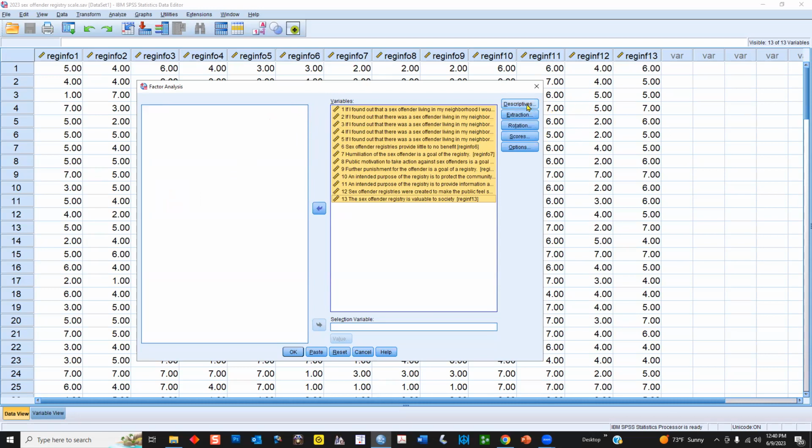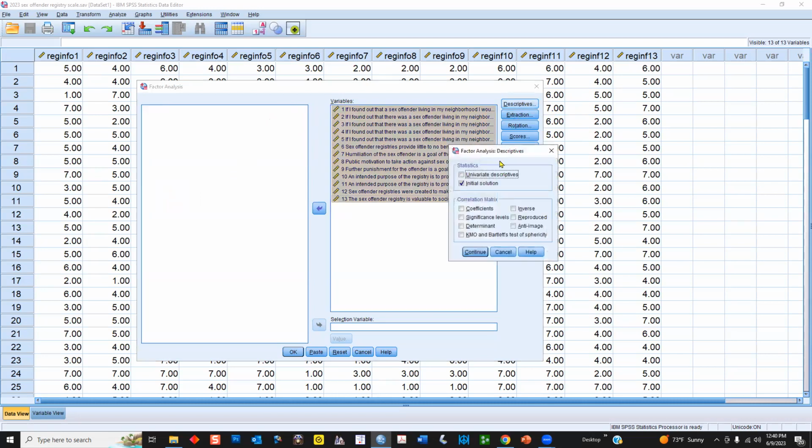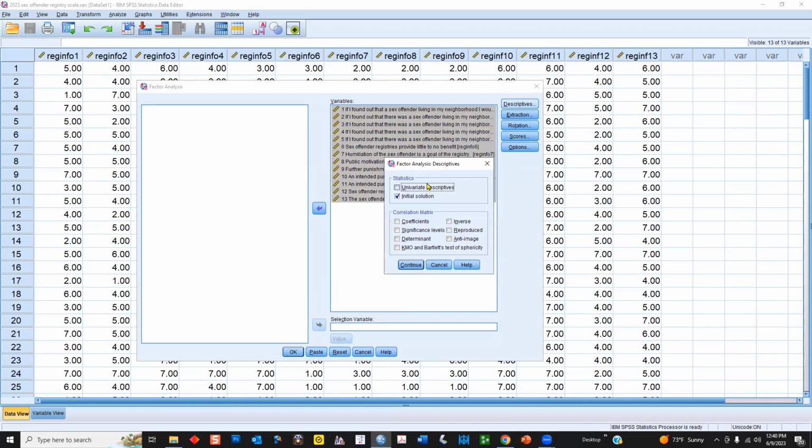Let's go through all the different options. We need to change a whole bunch of different options that are available to us. In the default settings, SPSS does not really set it up well for factor analysis. And I guess the reason why is because there's so many different options in factor analysis that they don't want to presume specifically what you want to see.